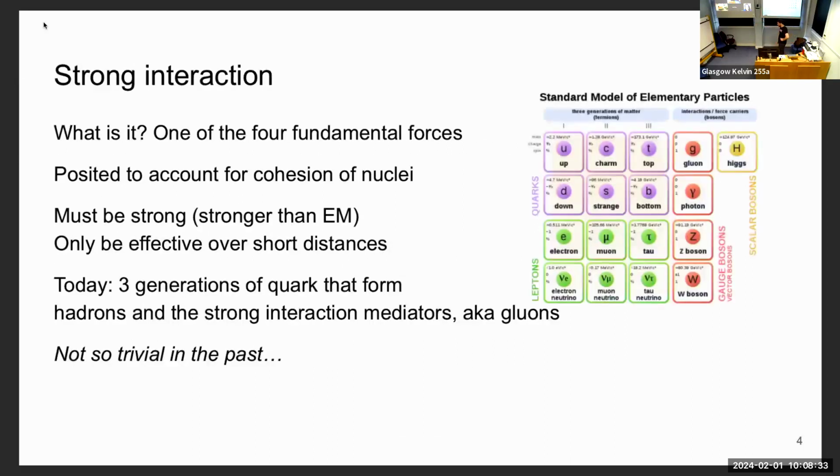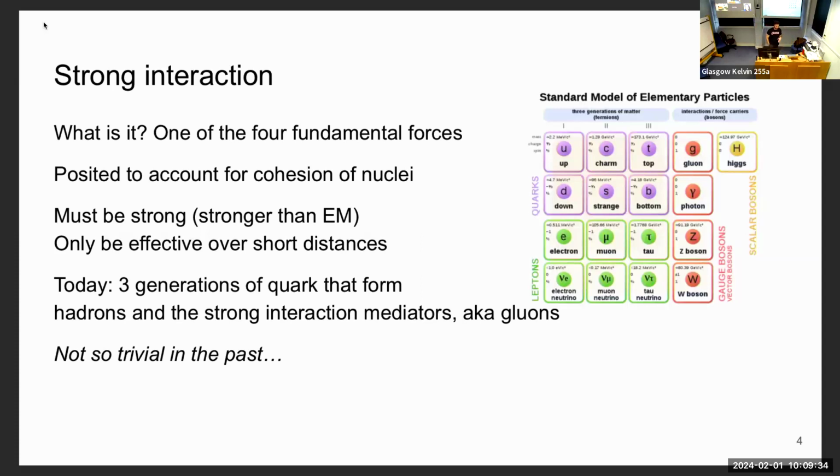Okay. Well, I guess at this level, we all know what the strong interaction is. It's one of the 4 fundamental forces, and is the one that is responsible for cohesion of the nuclei. It must be strong because nucleons like protons or neutrons are present there, and it's very hard to study its substructure. So it has to be very strong, stronger than the electromagnetic force, and has to be effective only at short distances. Right, so we know how big the radius of a proton is, so it has to be less than that.